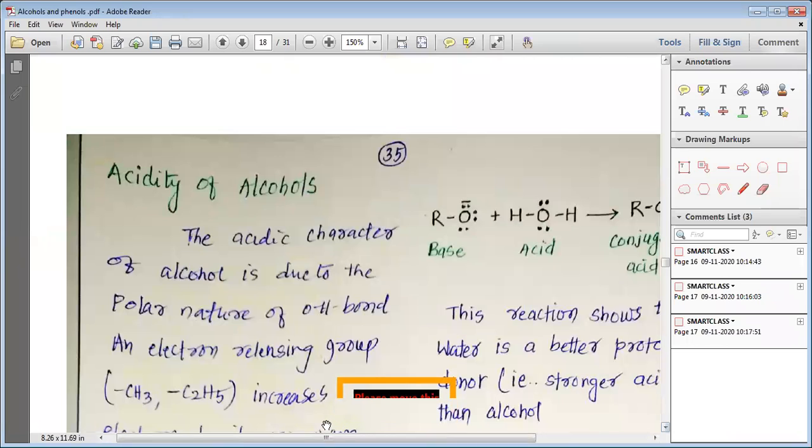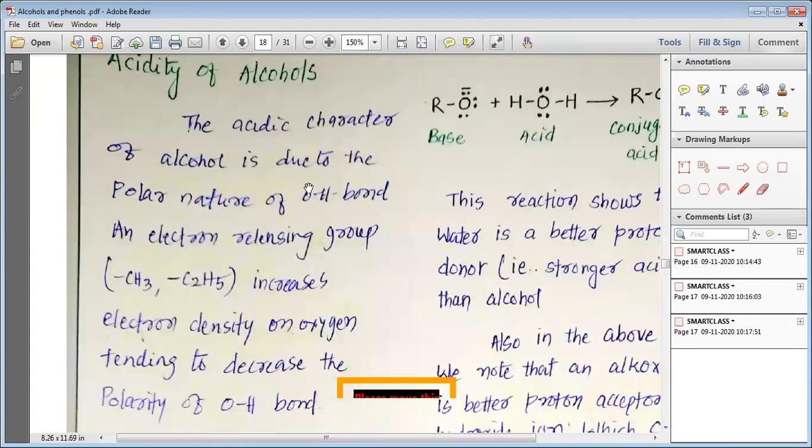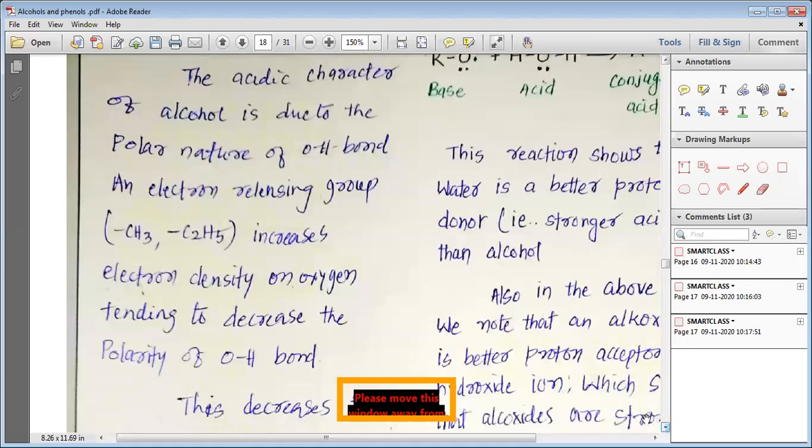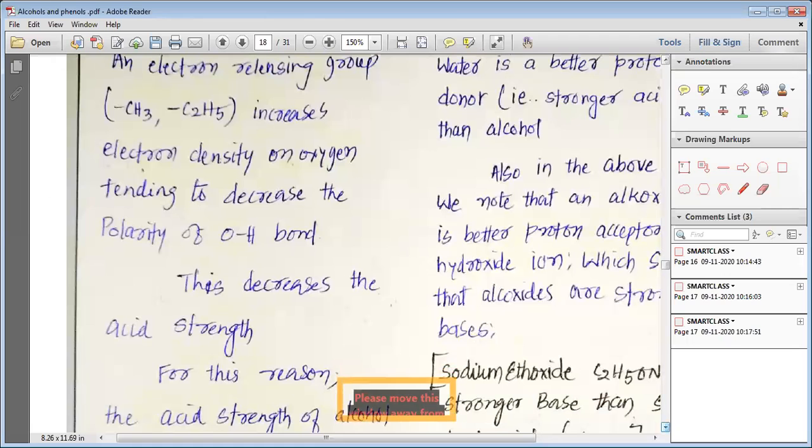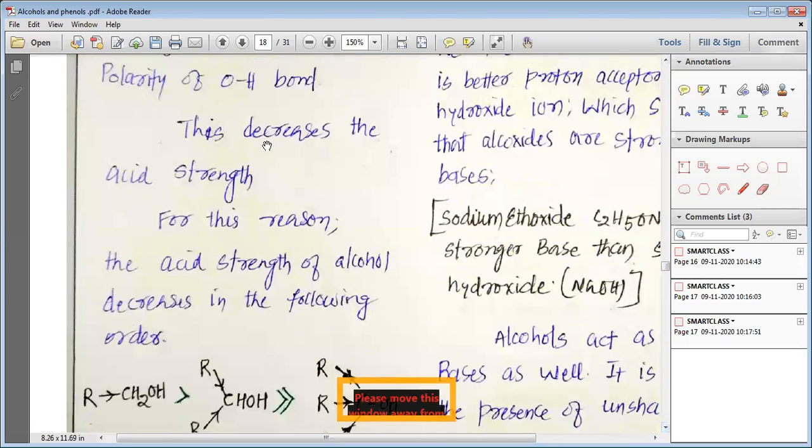Now, acidity of alcohols. The acidic character of alcohol is due to the polar nature of the hydroxyl OH bond. An electron releasing group like methyl group or ethyl group increases the electron density on oxygen, tending to decrease the polarity of the OH bond. So an electron donating group decreases the polarity of the OH bond. This decreases the acid strength. As the polarity of the OH bond decreases, the acid strength decreases.